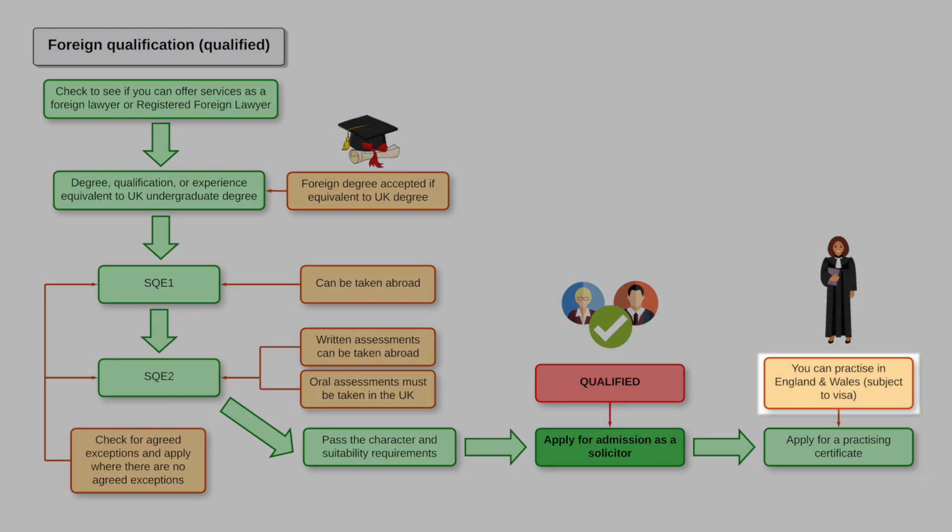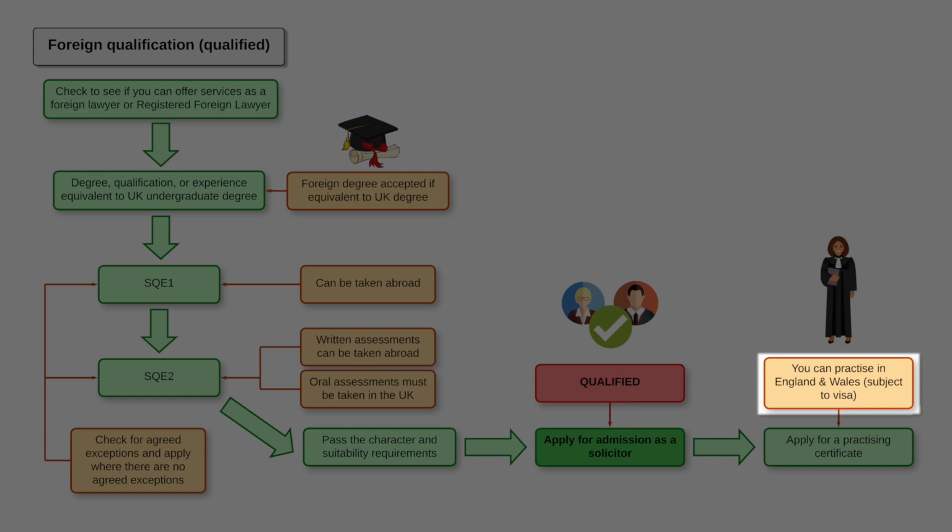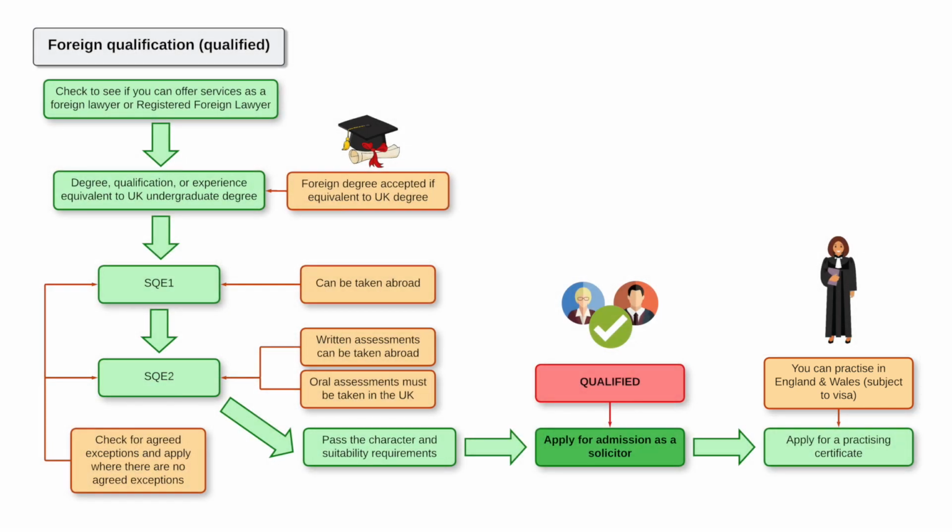In order to actually work in the UK, in England and Wales, you'd need to have a visa to do so. Now, remember that on this diagram, I've put it in this sequence. So degree, exams, but it could be undertaken the other way around. So you could do the exams first and then get the degree. But presumably, if you've already qualified as a lawyer in your own country, then you'll already have the degree and you'll have the experience. So there's different ways of going about it, but that is the process.